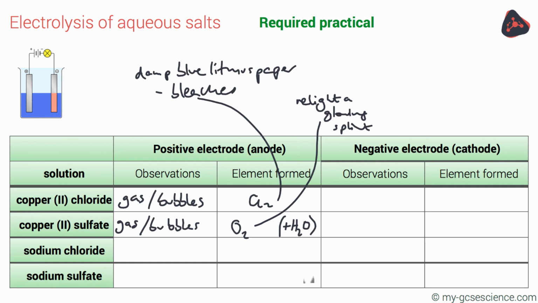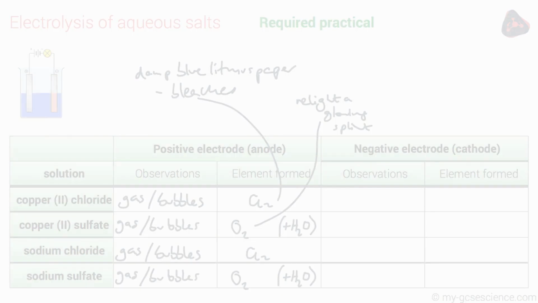With the sodium chloride, again we're going to have gas bubbles of chlorine produced, and with the sodium sulfate we're going to have gas bubbles of oxygen produced. Did you get as far as predicting what would be produced at the negative electrode? If not, pause the video and have a go now.